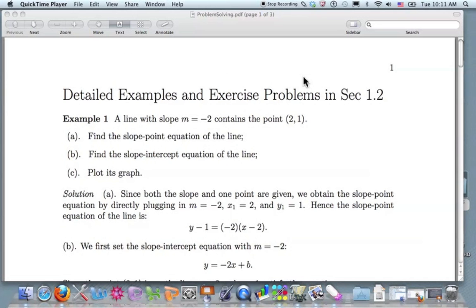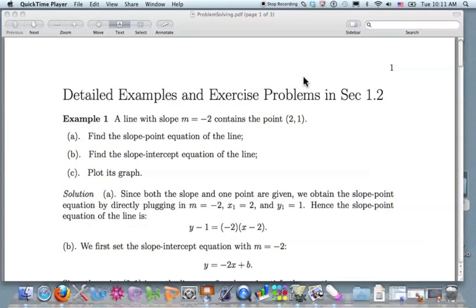This video shows the detailed work of solving problems occurring in either examples or selected exercise problems. You may skip this video and just read through the PDF file in the same folder, and we will see how these questions are answered.